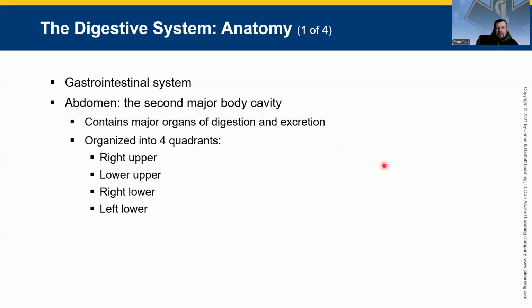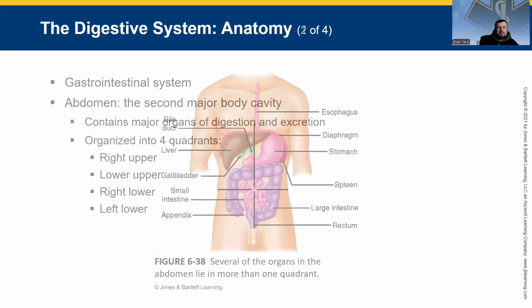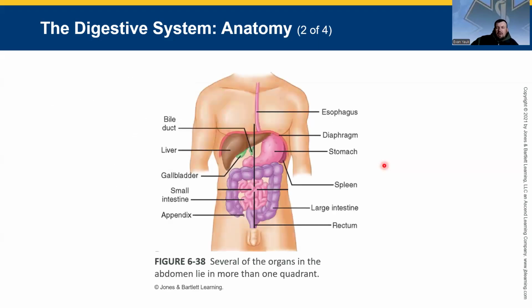Gastrointestinal system, your abdomen. The second major body cavity contains major organs of digestion and excretion, organized into four quadrants. So we have our upper right, upper left, lower right, lower left. And when we start doing our assessments, we'll get into assessing all four quadrants. It is good to know what lies within each quadrant, so when we are assessing a patient complaint, maybe it will help identify what the possible cause is.